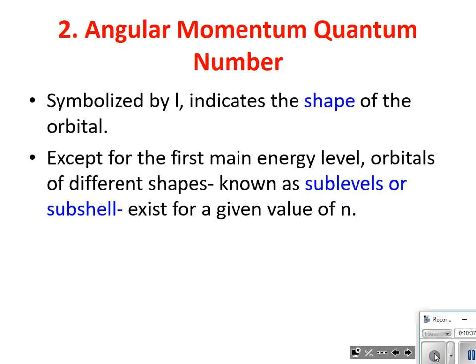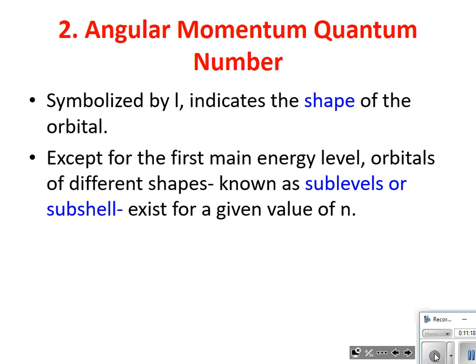The angular momentum quantum number is symbolized by the lowercase l. So once again, that's not an I, that's a lowercase l. It indicates the shape of an orbital. Now, when you hear me talking about the angular momentum quantum number, you will hear me talking about sublevels. I won't say what is l, I'll say what is the sublevel. Except for the first main energy level, orbitals of different shapes are known as sublevels or subshells.